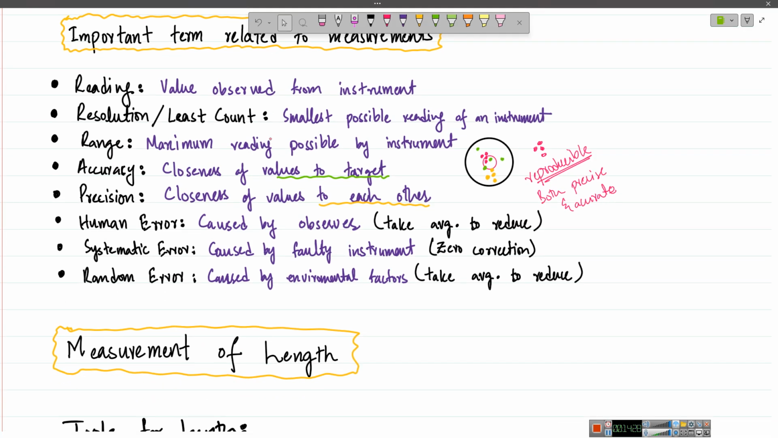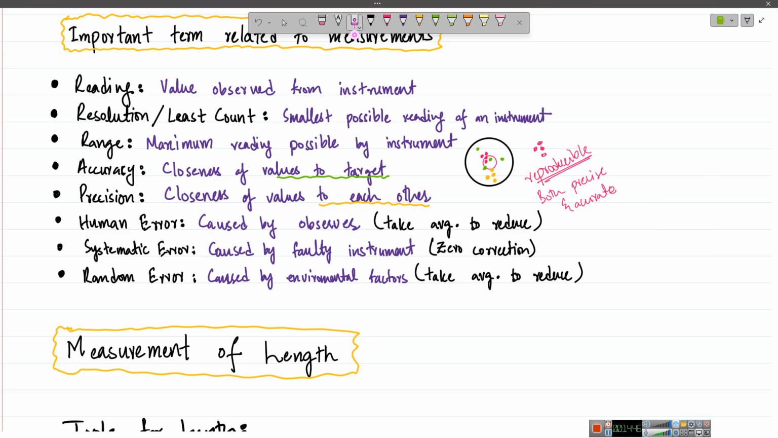Now, three more terms. Number one, human error. It is caused by the observer. Let's say I'm not reading the ruler very correctly, and I'm using a wrong angle of reading instead of the pure 90-degree, perpendicular angle needed for the ruler. So that is caused by humans.